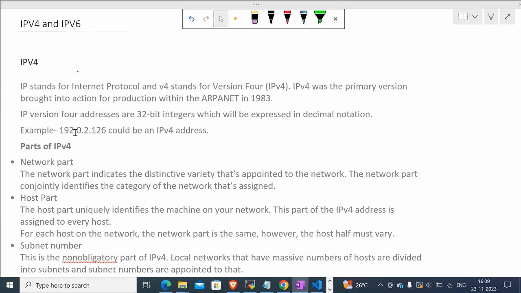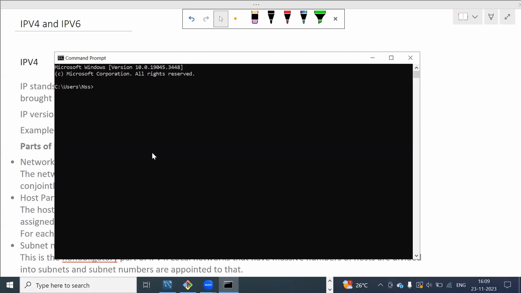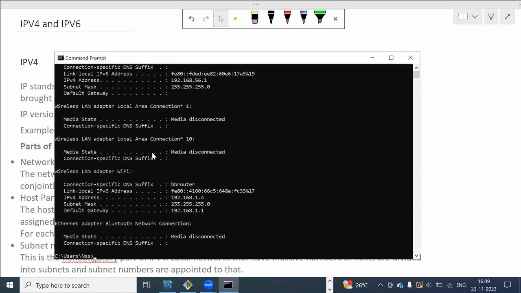You can say, hey, does my laptop have an IP address? The simple answer is yes, your laptop does have an IP address. You may ask, okay, how to find it? So let me show you quickly. To find your IP, just type CMD here and write ipconfig. Here we go.